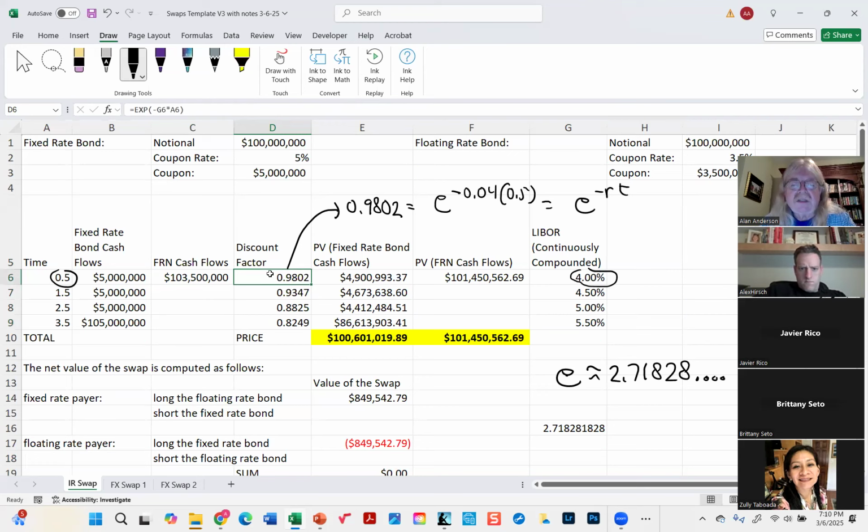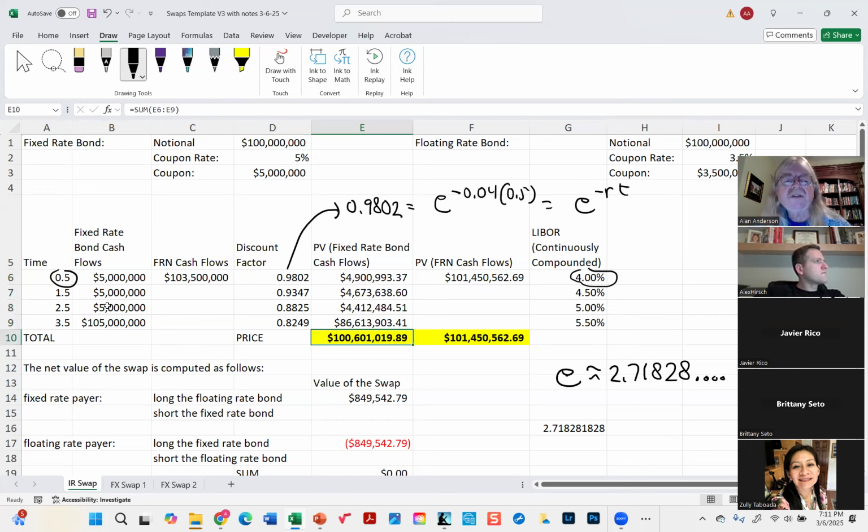These are called the discount factors. They tell me how much $1 received in the future is worth today. Then I multiply these by the actual cash flows to come up with their present values. So for the coupons, you can see we're multiplying columns B and D to give us this number. For this first one, that means that having $5 million in 6 months is the same as having 4,900,993.37 today. By the way, this is how all fixed rate bonds are priced.